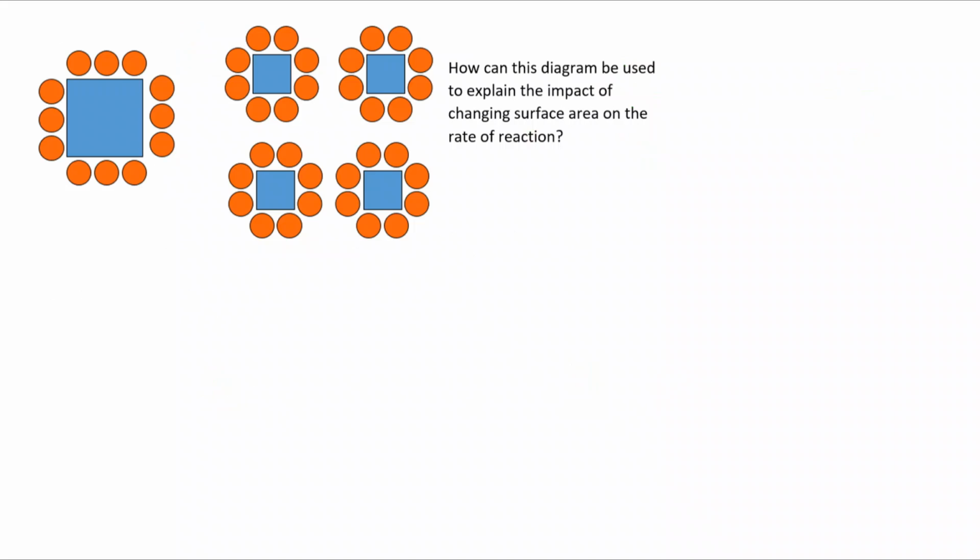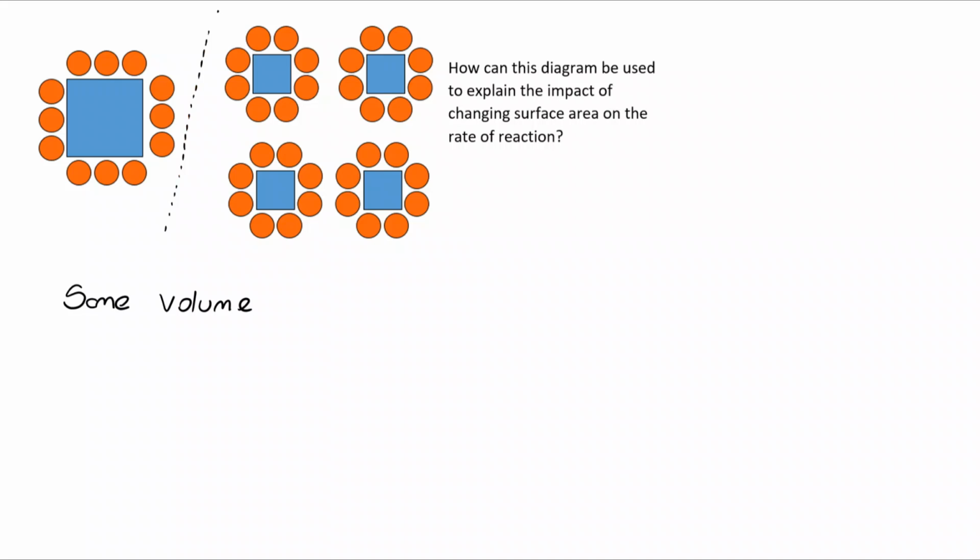And you've got one big cube on the left, and we've got that same cube cut up into 4 on the right. How can we use that to explain the impact of changing surface area on the rate of reaction? Have a go, and when you're ready, unpause and move on.